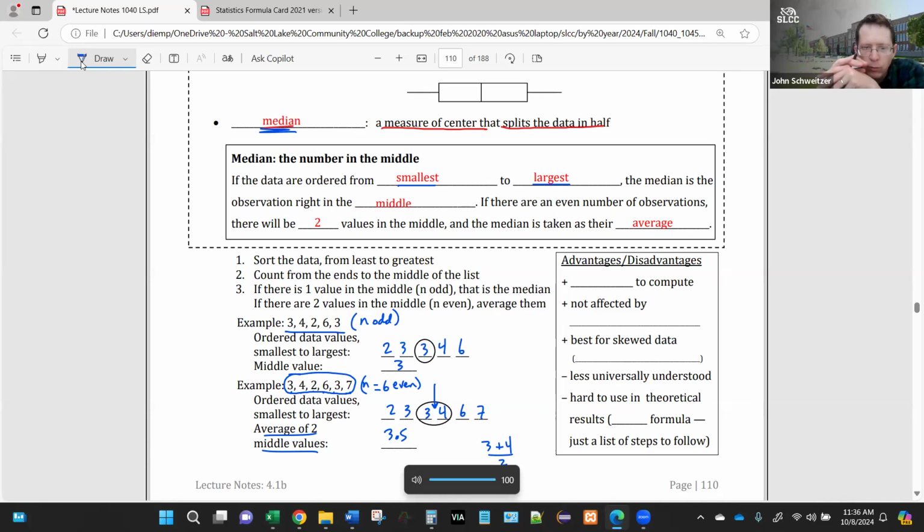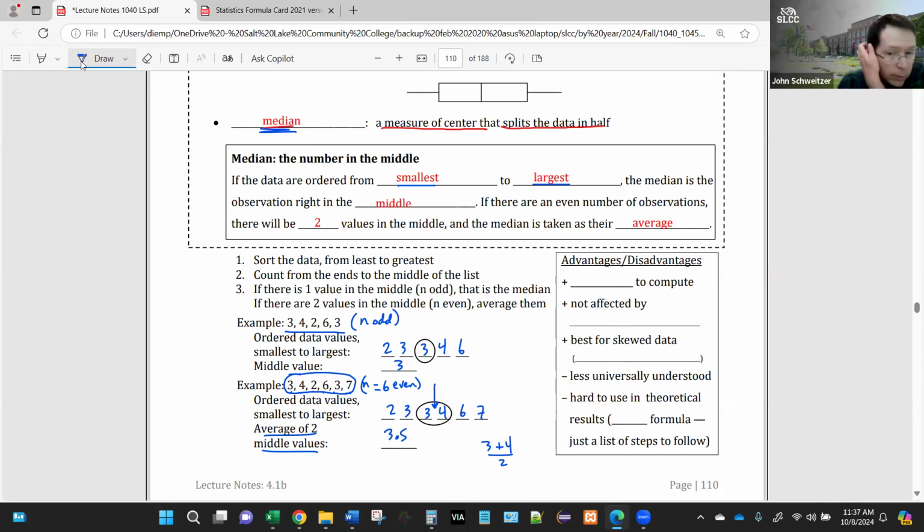So again, we take the data, put them in order, and then if there's an odd number in the data set, then we simply just grab the number in the middle. If there's an even number of points in the data set, then we take the average of the middle two. So pretty easy, right? Okay, so what are the advantages?